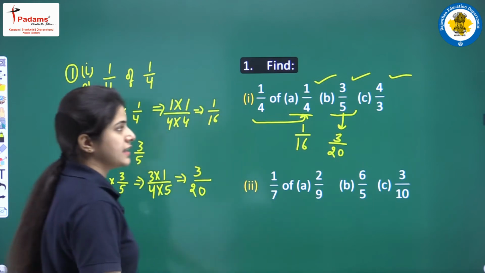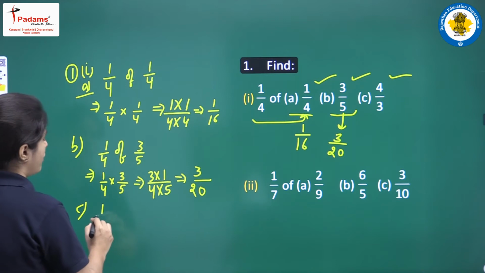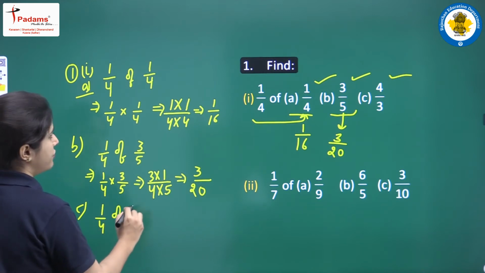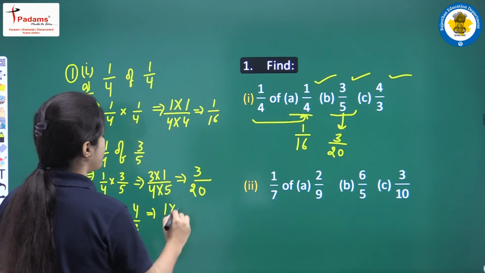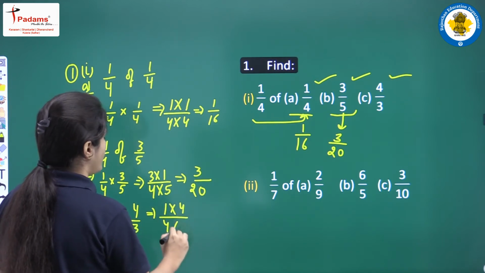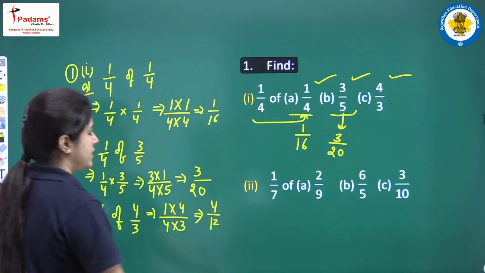Alright students. Now, talking about the third part. What is that? 1 upon 4 of 4 upon 3. It means 1 into 4 upon 4 into 3. This is 4 upon 12.